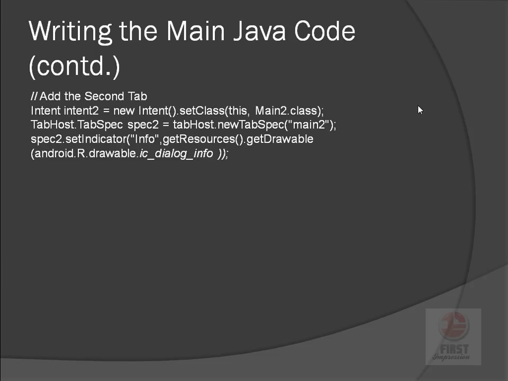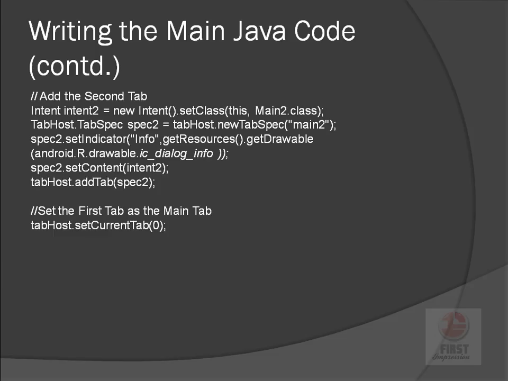So we get the drawable as ic_dialog_info. You can get these drawables inside the SDK, and you can also create your own drawables, and in place of android.R.drawable.name, you can give R.drawable and the drawable name which you have created. So both options can be done by you. Then you can set the content as intent2, and you can add the tab to the tab host. Once you have added the two tabs, which tab should be selected by default has to be mentioned by you.